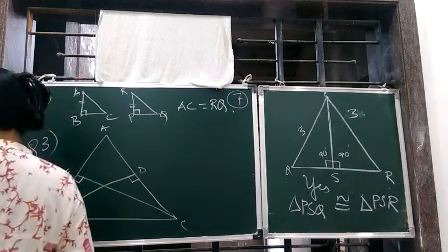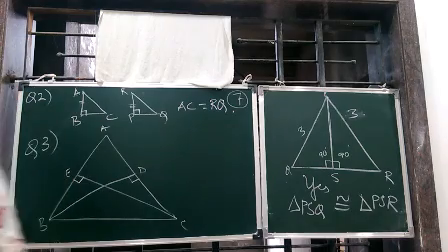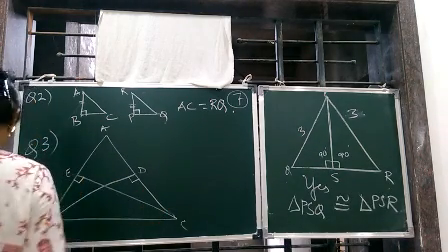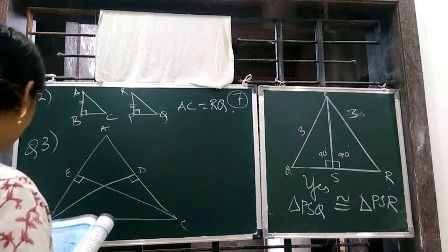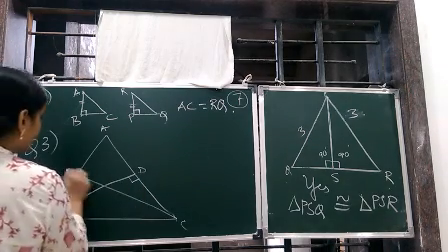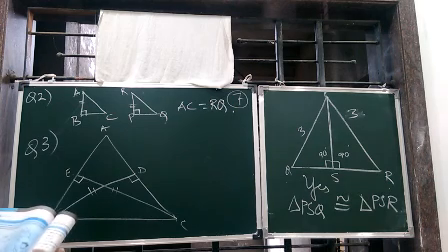This is 90 degrees. So BD and CE are altitudes, and BD is equal to CE, meaning these two are equal. Okay.